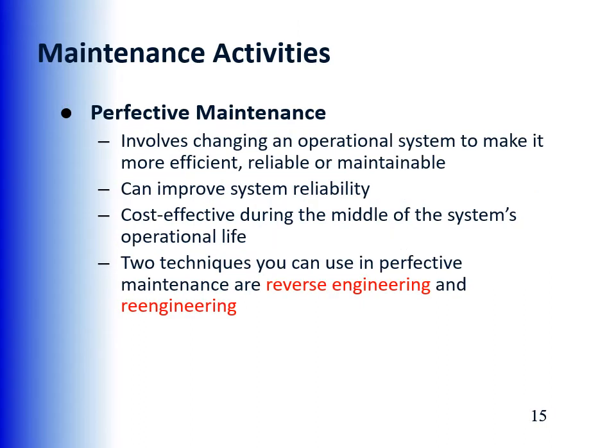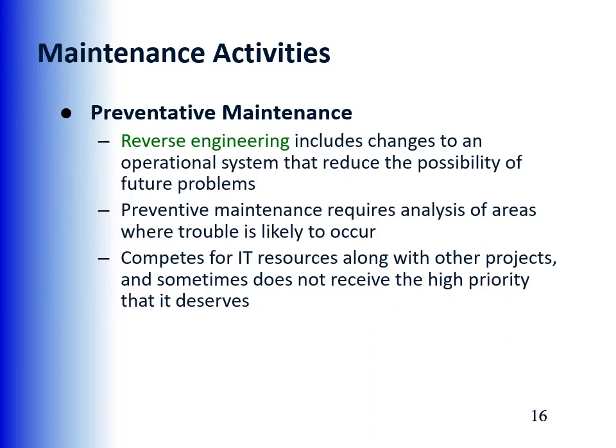Next is perfective maintenance. It involves changing an operational system to make it more efficient, reliable, or maintainable. Perfective maintenance can improve system reliability. It is cost effective during the middle of the system's operational life. There are two techniques you can use in perfective maintenance, which are reverse engineering and re-engineering. Next is preventive maintenance.